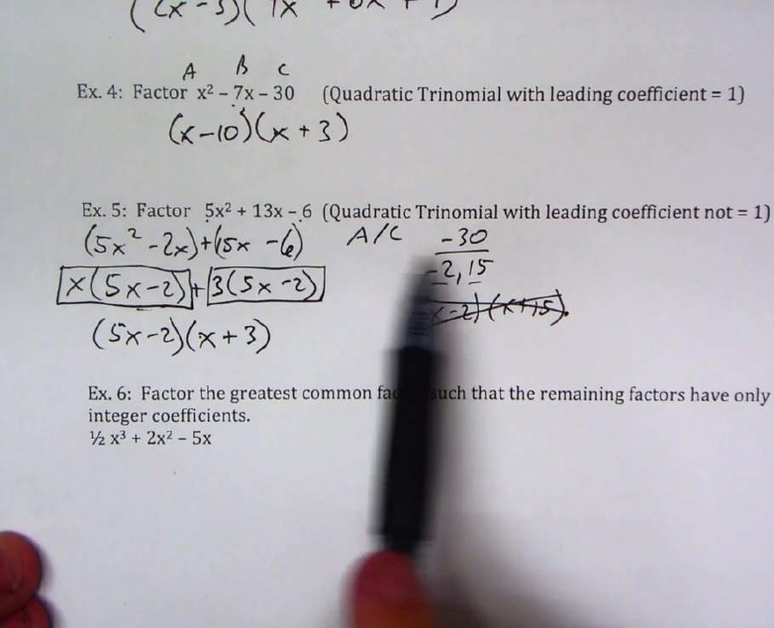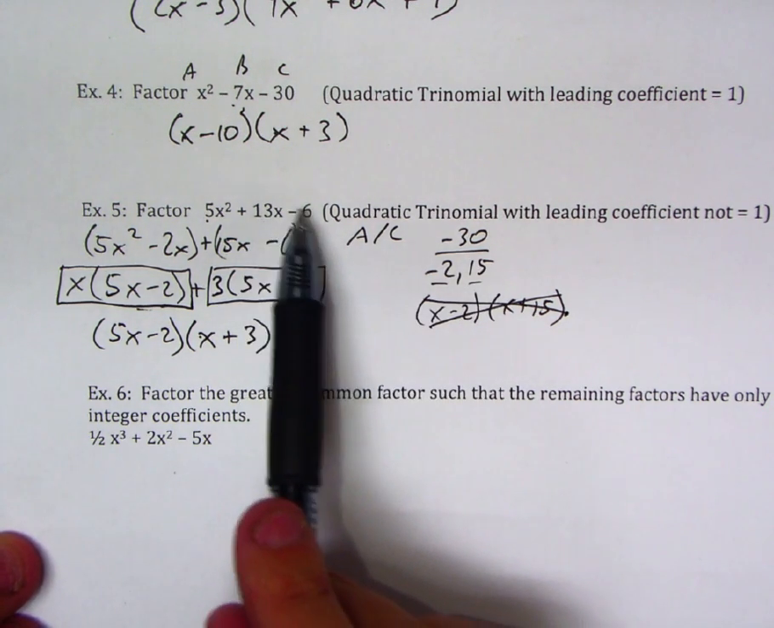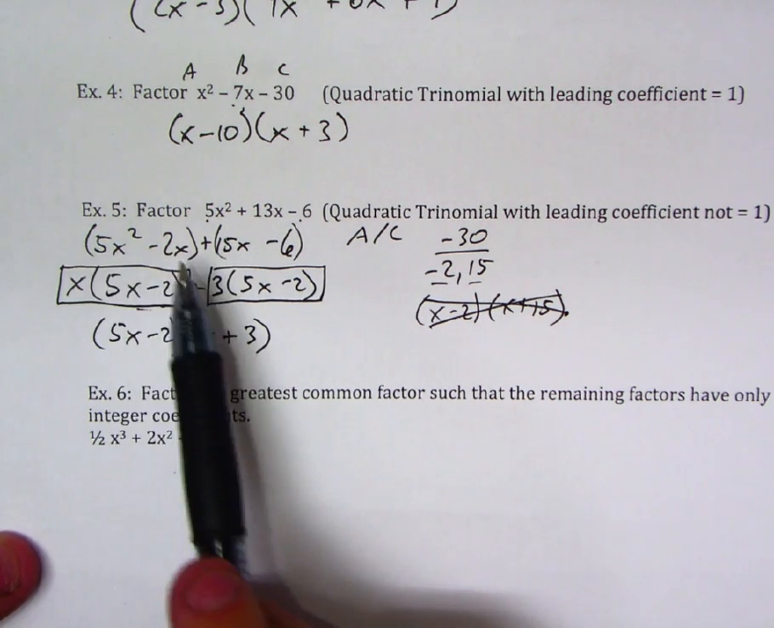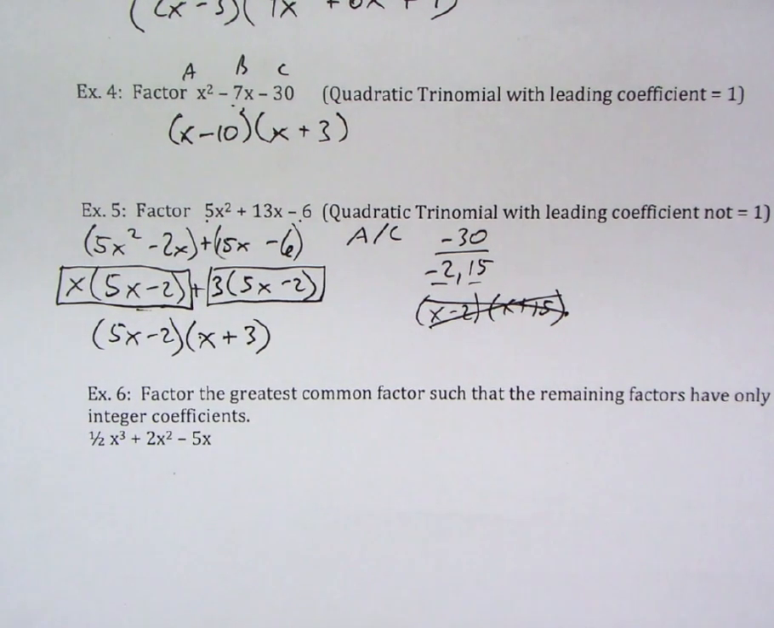Multiply a and c. Find a pair of numbers that multiply to that and add to the middle term. Rewrite your problem, but split the middle term up. And then factor by grouping. Group the first 2 and second 2 terms together, and this should always end up working out. And you'll get your practice in with that.